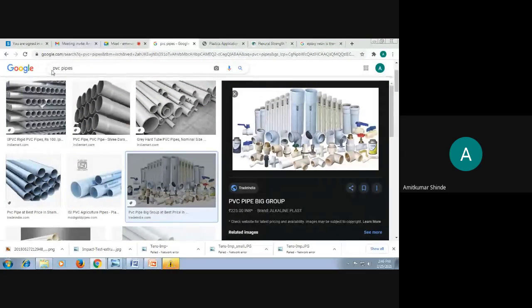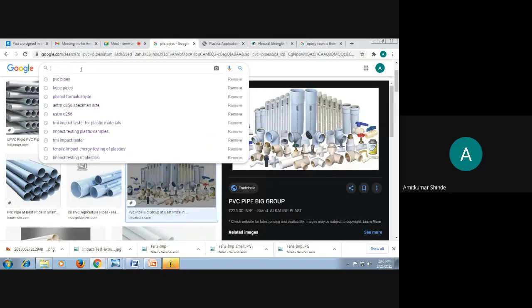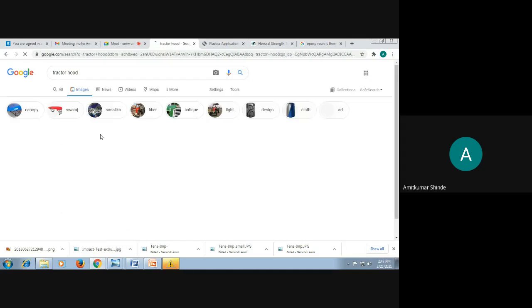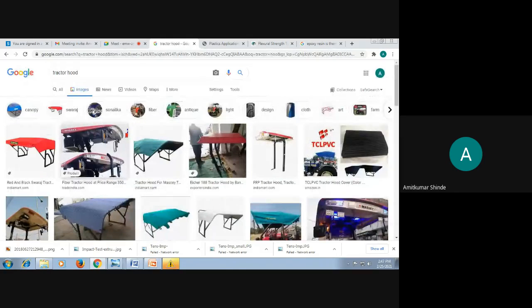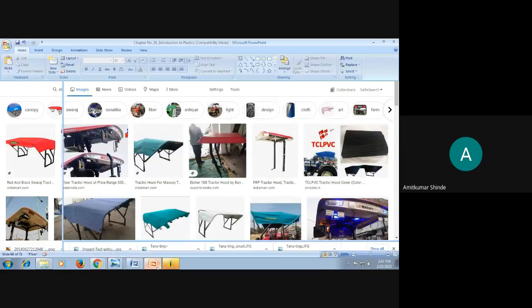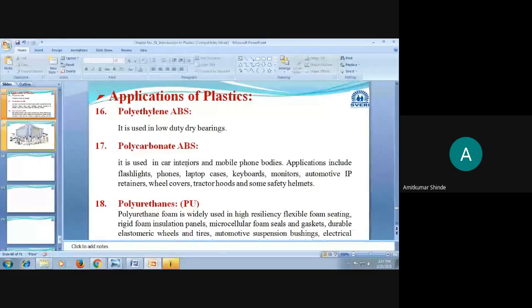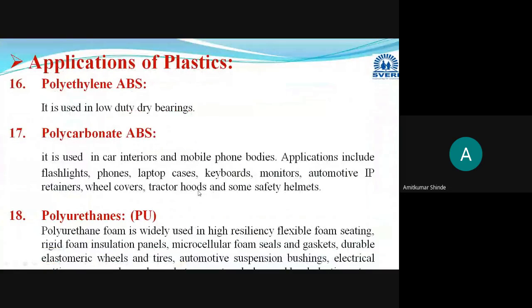It will provide some safety for the driver from the sunlight also. Tractor hood. This tractor top surface, this is the tractor hood. You can say that is the top surface. This is made from polycarbonate ABS.